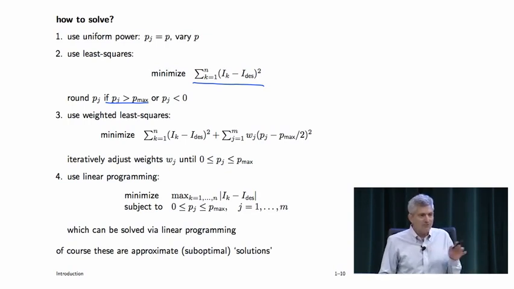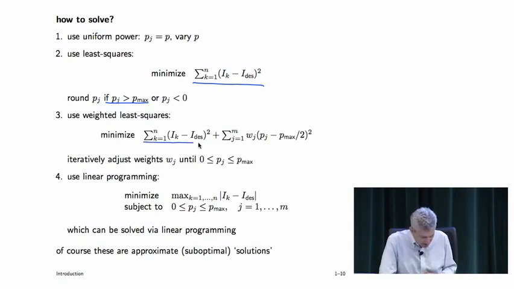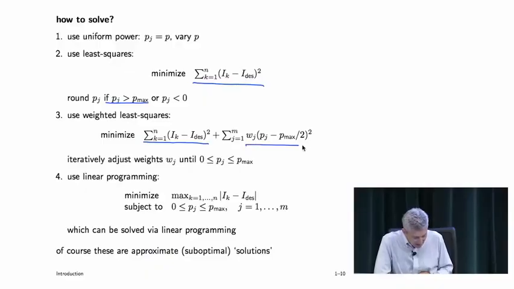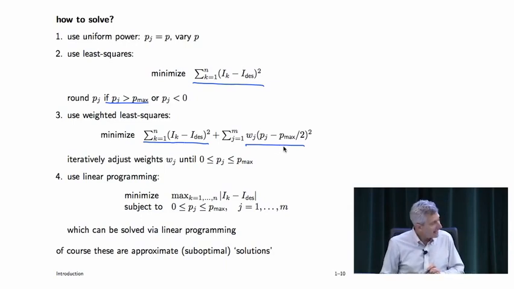But if you want to do something a little more sophisticated, you would come up with something like this. You'd say, well, I'll keep this here because that's what I really want. Sorry, it's not what I really want. This is already a surrogate for what you really want, which is the minimax percentage error, okay? And you'll add something like this. This is a standard trick in least squares. You augment the objective by adding in this.